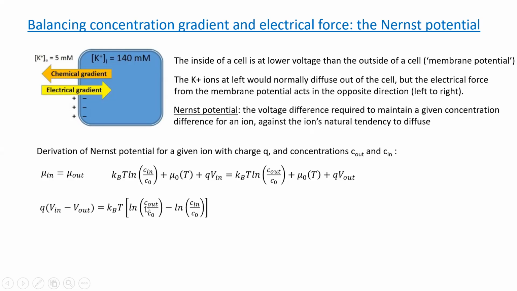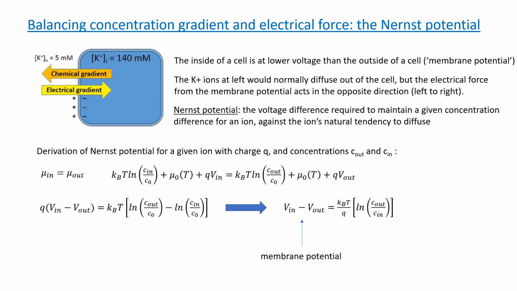And then finally, we can use properties of logarithms. Log of A minus log of B is log of A over B. So this is C out over C0 divided by C in over C0, or just C out over C in. Solving for V in minus V out, which is the membrane potential, the potential inside the cell minus that outside the cell, we find it's equal to kBT over Q times the natural log of C out over C in.